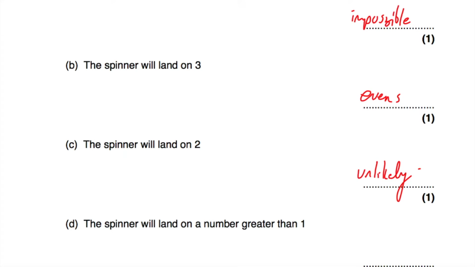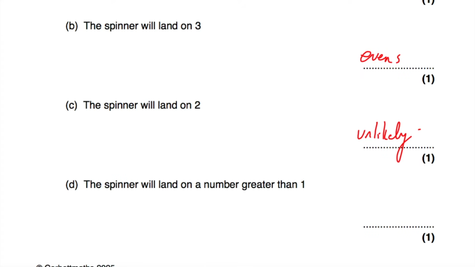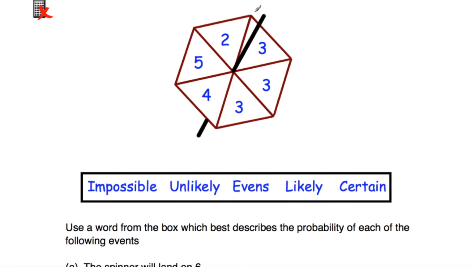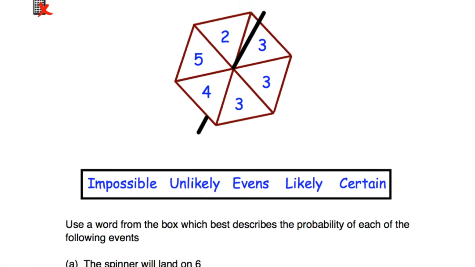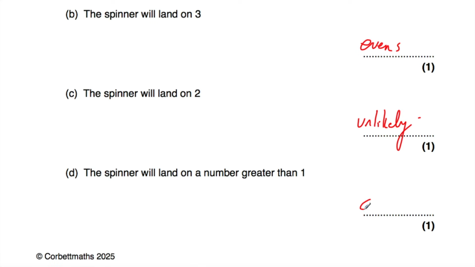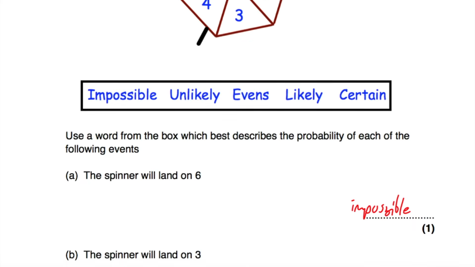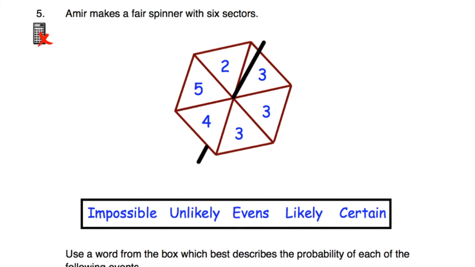And then the next one, part D. Part D says the spinner will land on a number greater than 1. Well, all the numbers are greater than 1, so that's going to be certain. It has to land on a number greater than 1, so that's certain. And that's it. So we've done that question. Okay, let's have a look at our next question, question number 6.